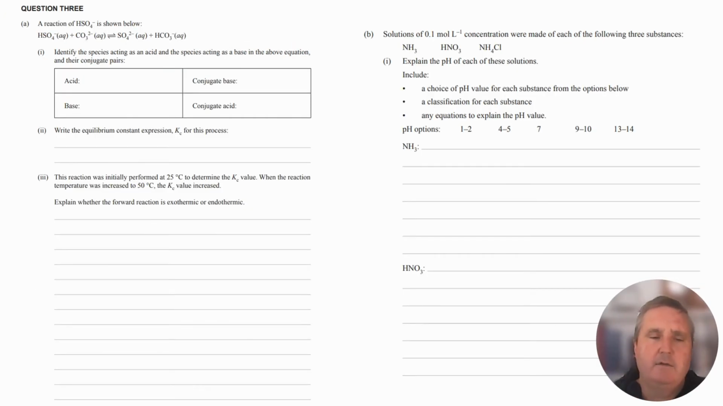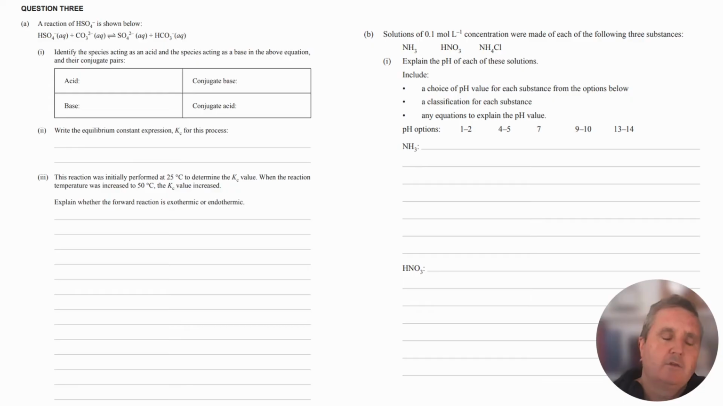So here we're looking at an acid-base reaction, obviously. It's a reaction of HSO4 minus as shown below. We can see HSO4 minus is reacting with carbonate ion to produce a sulfate ion plus this hydrogen carbonate. Question 1 is: identify the species acting as acids and the species acting as a base. That is, the reactant that's the acid, and the reactant that's the base, in the above equation, and their conjugate pairs.